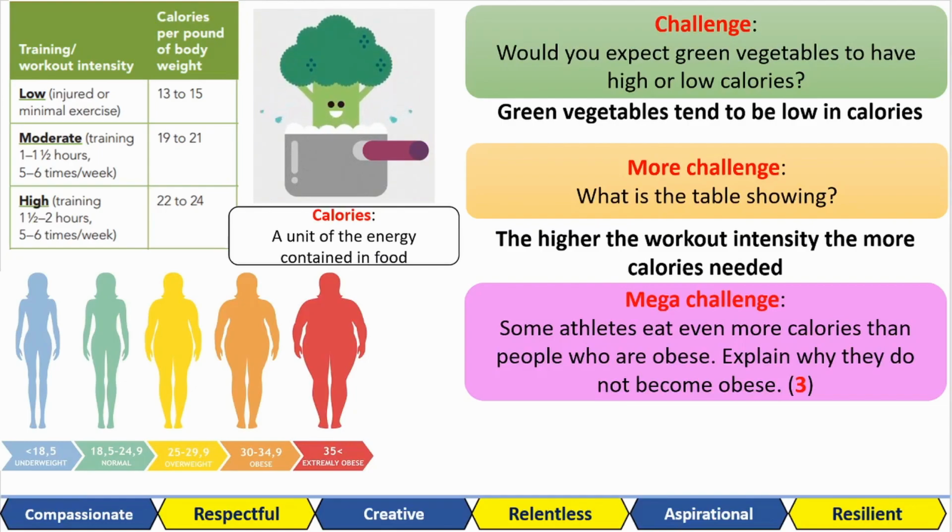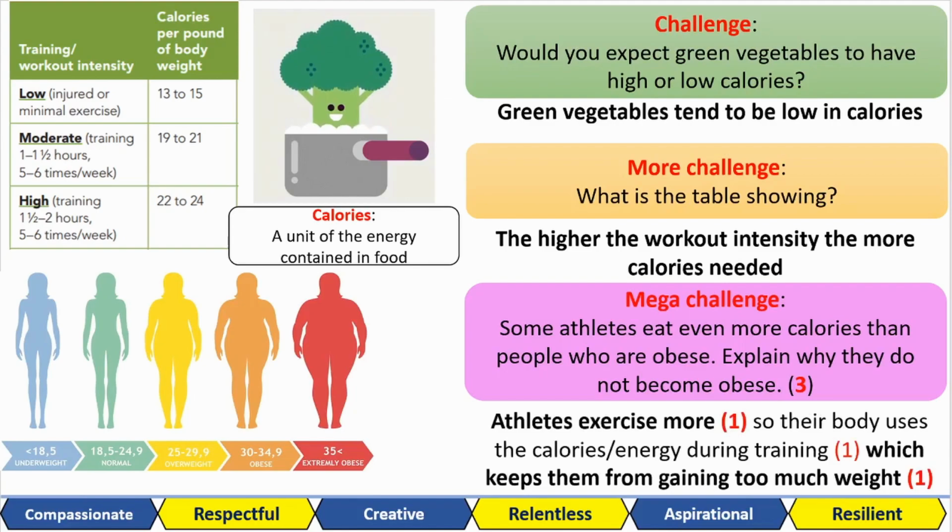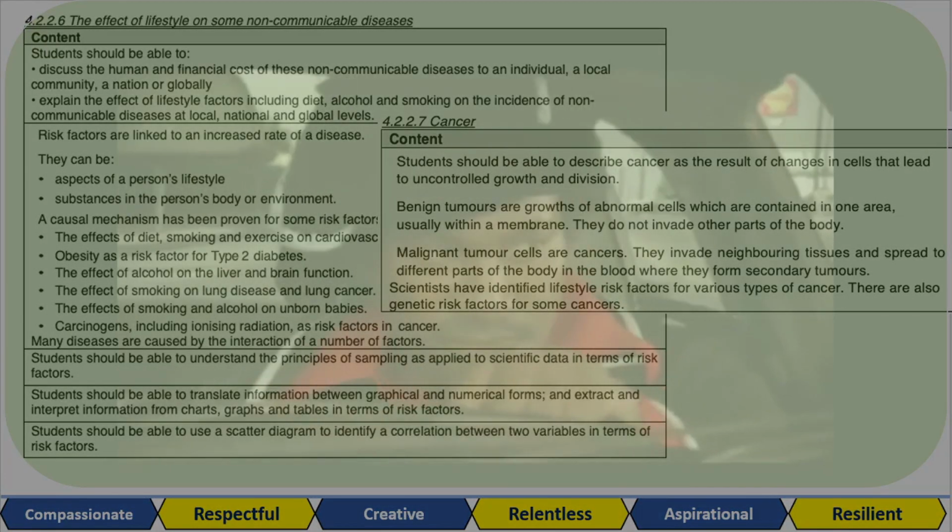This brings us to the final challenge question. Top athletes take in more calories than some obese people, but they're not obese because they are exercising a lot, which means that the body is using up all of that energy, so it can't be stored because it's being used for their movement. Obesity also increases the likelihood of you getting type 2 diabetes, but we'll cover that in season 2. And there we go!